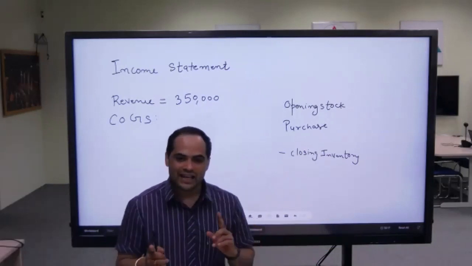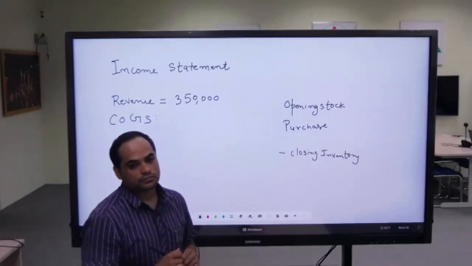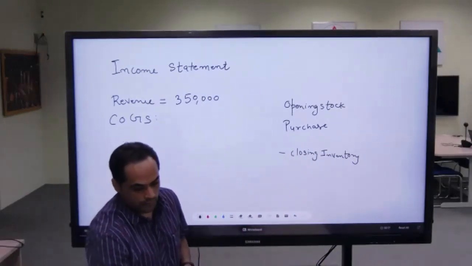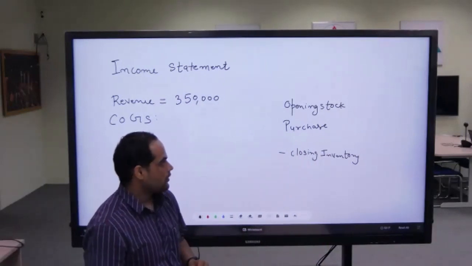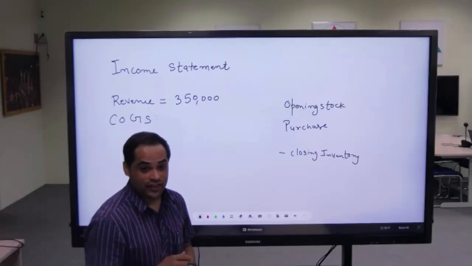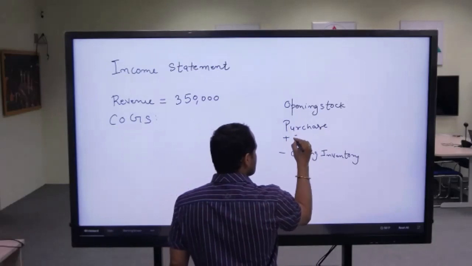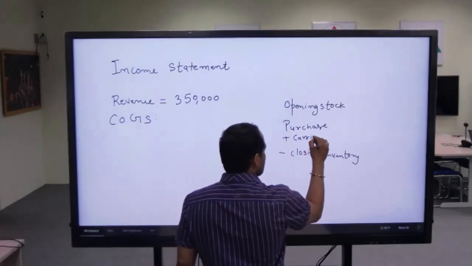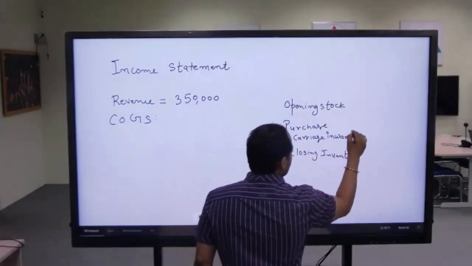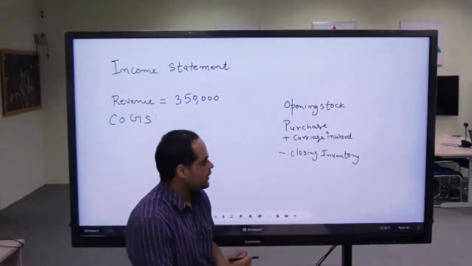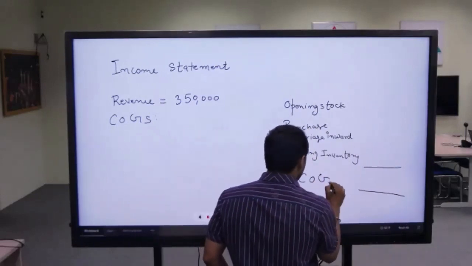So if you have a carriage inward, do not forget to add it. Yes, that's right. It's 158,000. So cost of goods: purchase plus carriage inward. All right. And now that is your cost of goods sold.